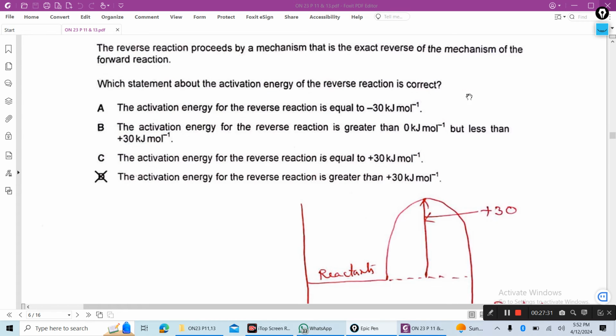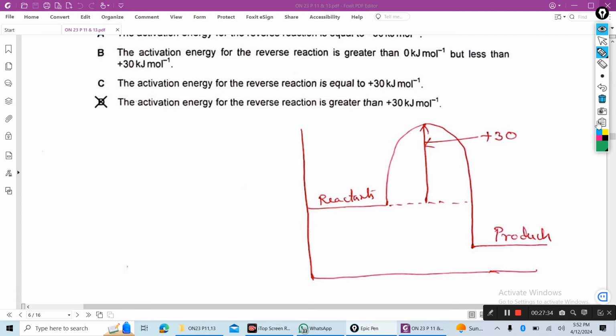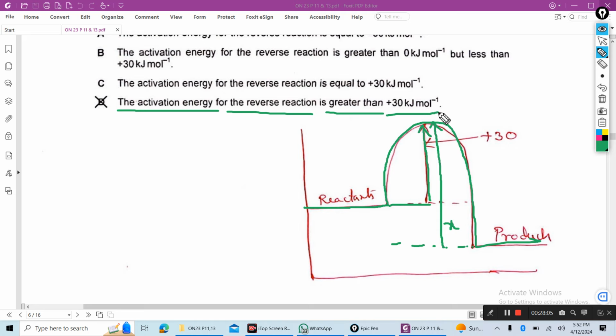The activation energy for the reverse reaction is greater than plus 30 kilojoules per mole. And why, you see, this is an exothermic reaction, this is 30, plus 30 activation energy. So if the reverse reaction goes, the activation energy will be 30 plus x, which is more. So the activation energy for the reverse reaction is greater than plus 30 kilojoules per mole, 30 plus x. That's why this is the right answer.